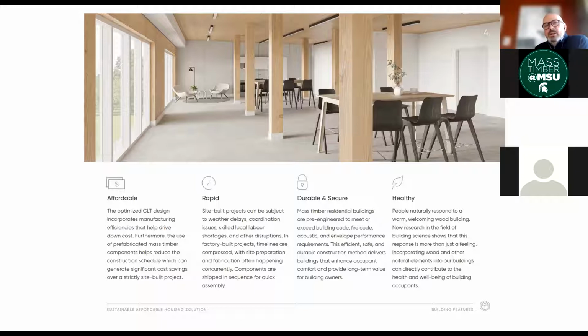This particular project, there was some government funding associated with this, and the stipulation was that we had this project up within 12 months and occupied. So having won the building in around the beginning of May, the building is slated for occupancy by the middle of March. So very rapid construction. Thirdly, durable and safe.